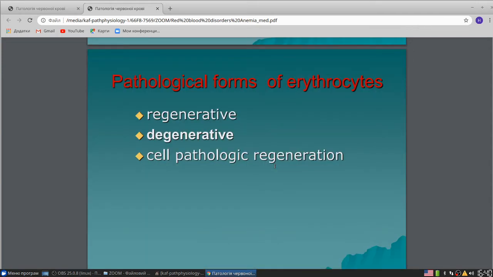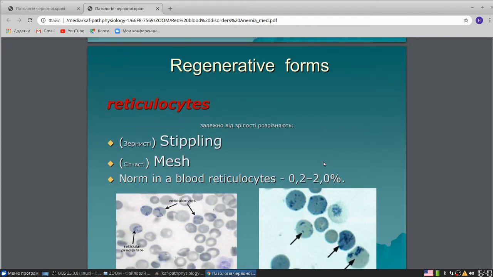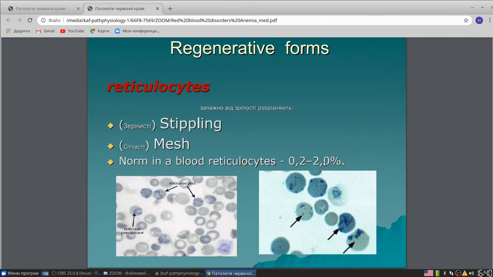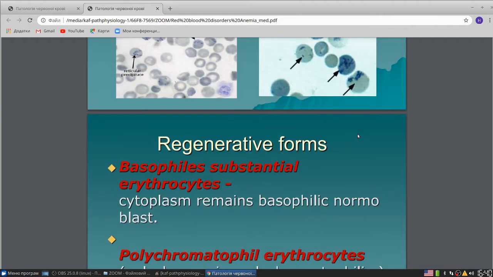In our body, in some pathological forms, some pathological process, we can subdivide erythrocytes into three groups. It can be regenerative form, degenerative form, and pathological regeneration cells. In the situation of regenerative type, we will have hyperstimulation of hematopoietic tissue. It's an increased amount of reticulocytes, more than 2%. Depending on maturation, we can find in blood stippling and mesh types of reticulocytes.